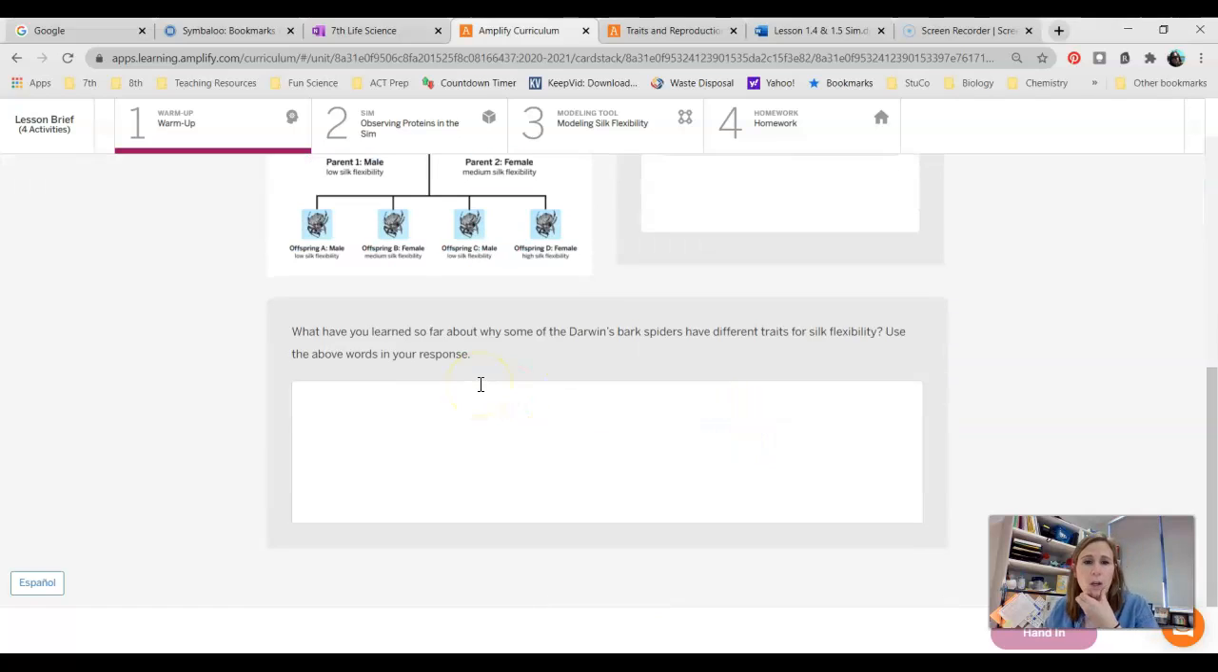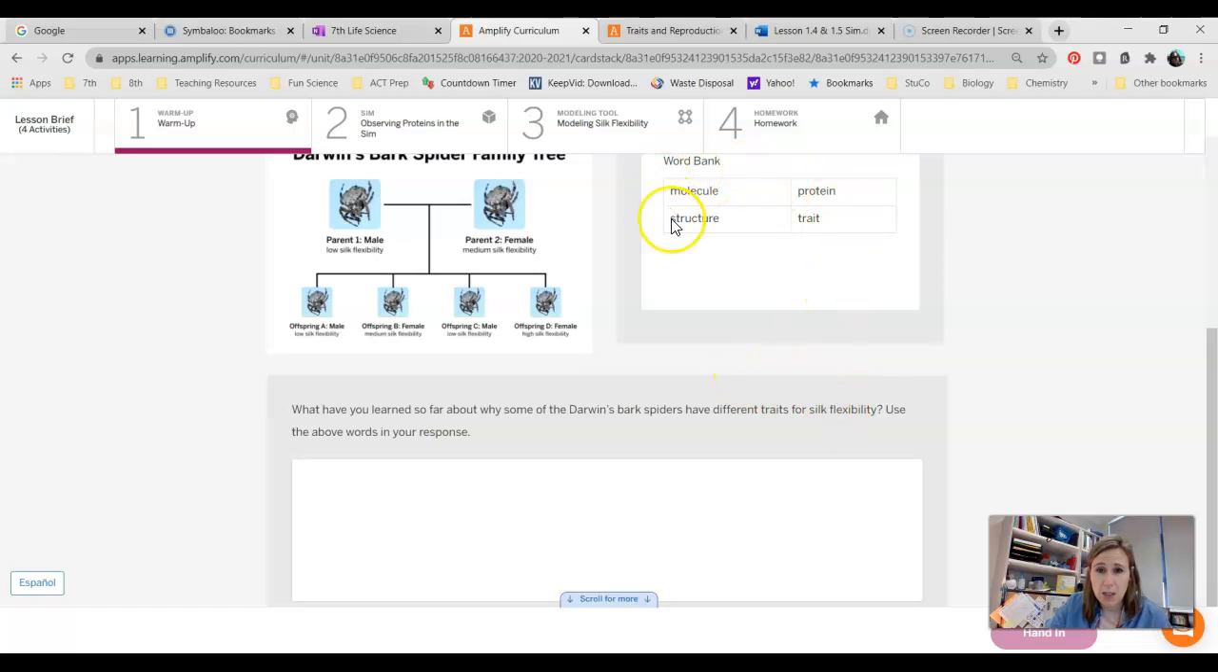Okay, so what have you learned so far about why some of the Darwin's bark spiders have different traits for silk flexibility? Again, you see low, medium, and high. So explain that. What have you learned so far about why they have different traits? And then use those four vocab terms to explain your answer. Okay, pause as you need. And then once you're done with that, we're going to go ahead and move on to the part 2 simulation.